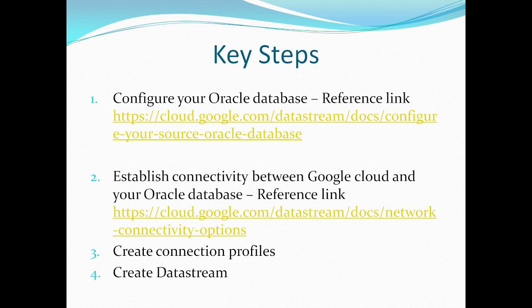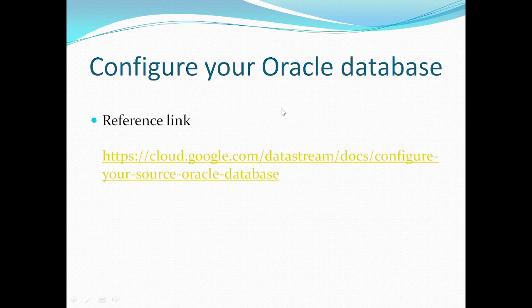The first step is configure your Oracle database. So we will take an on-prem database which is self-hosted. And the second step is to establish the connectivity between Google Cloud and your Oracle database. And the third step is to create connection profiles on the Google Cloud platform. And the fourth and last step is to create data stream. Okay, so let's start and discuss one by one.